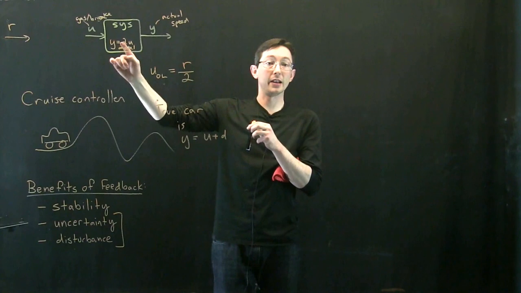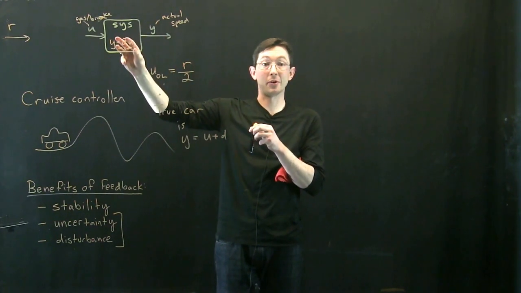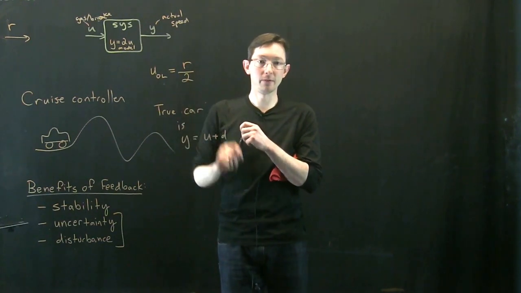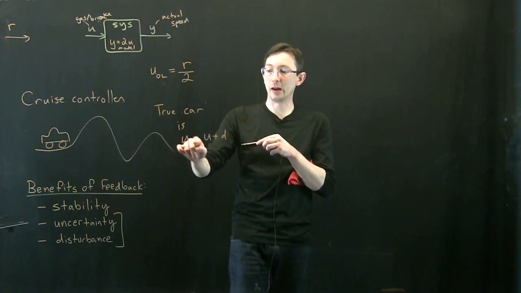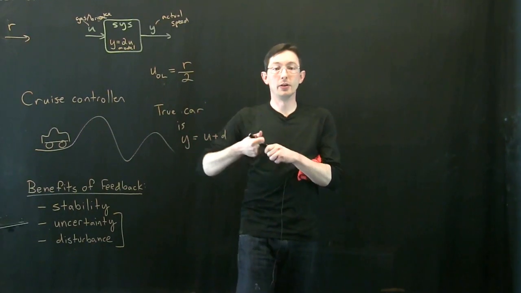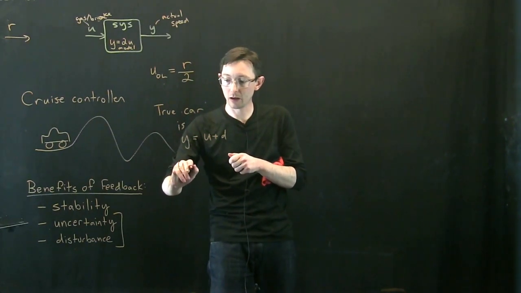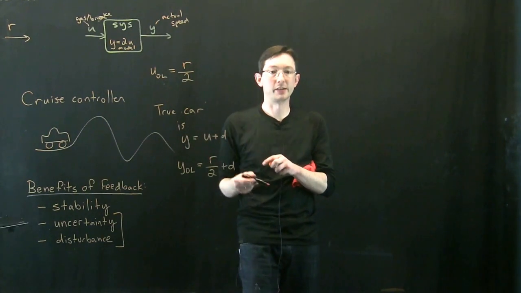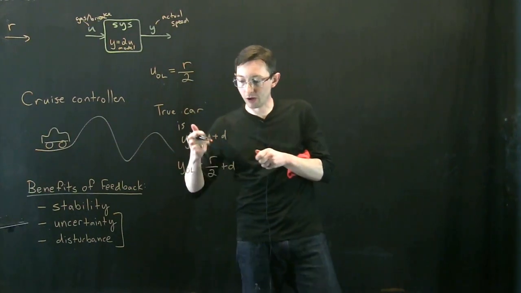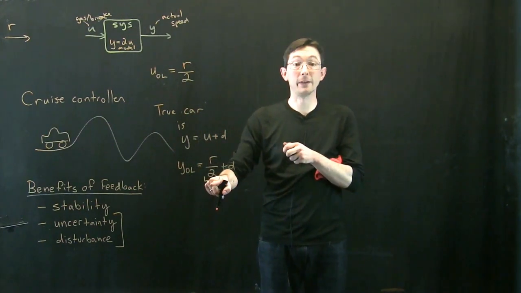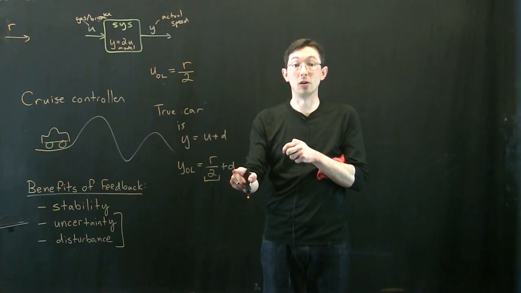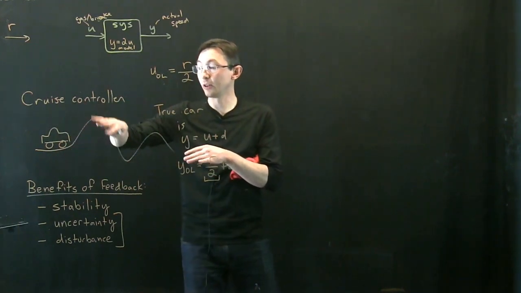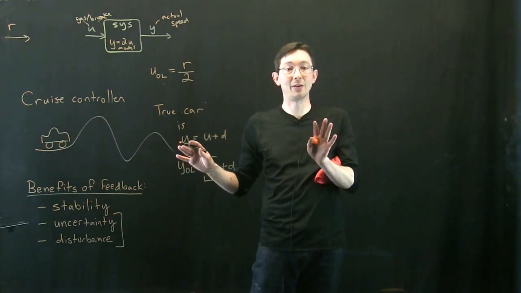So if my model is y equals 2u, so I have a bad model and I don't take into account disturbances, then open loop gives me this controller. But if my true car model is y equals u plus d, notice that y open loop is equal to my reference speed over 2 plus disturbances. Okay, so I'm only tracking 50% of my reference velocity, and all of the disturbances pass right through to my actual speed y. So if I'm on rolling hills, my open loop controller doesn't take that into account at all.